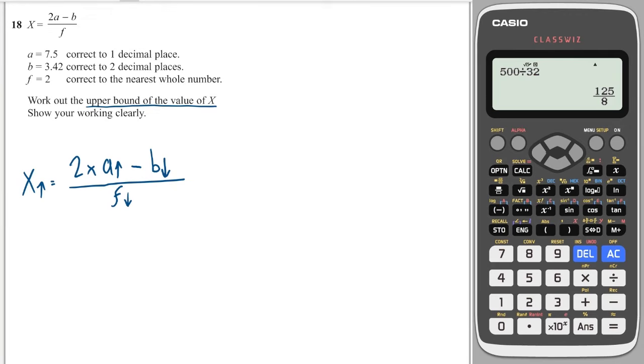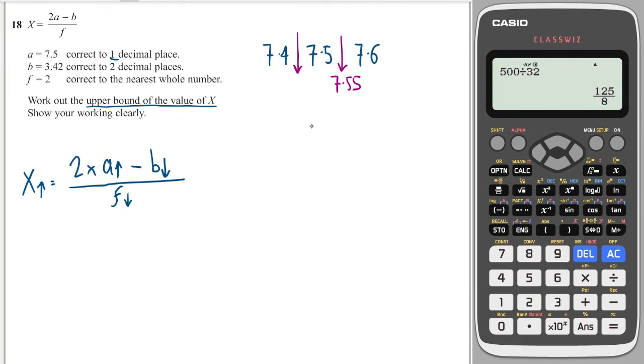Okay, so now let's work out each of these individual letters. So I'm going to start with a, and I know that's 7.5, and I know it's to 1 decimal place. So if I was only using 1 decimal place and I had to go up, it would be 7.6, and if I had to go down, it would be 7.4. Now the upper and lower bounds exist halfway in between these values here. I want the upper, so it's 7.55.